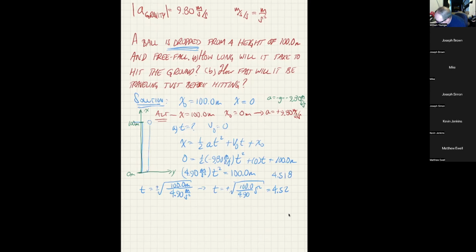This is all 3 sig figs, but that's seconds. And that's not even the correct markings of sig figs. That's an extra sig fig, and that's not. So yeah, about 4.52 seconds would be the answer for part A. Now for part B, we want to know the final velocity. So can anybody think of an equation to use for that one?